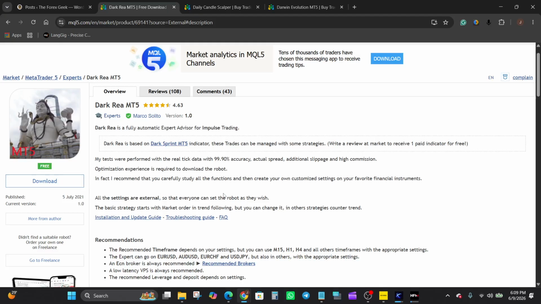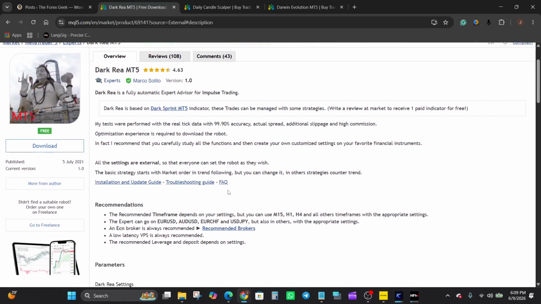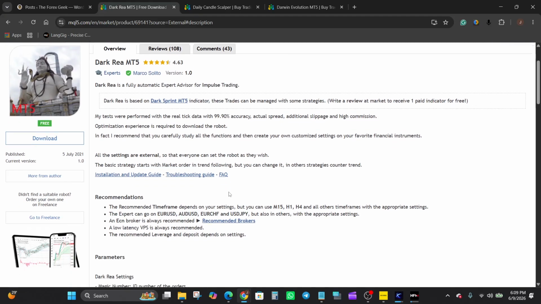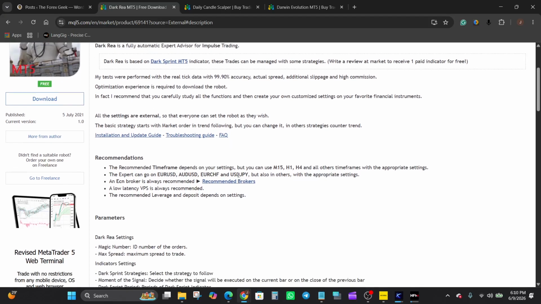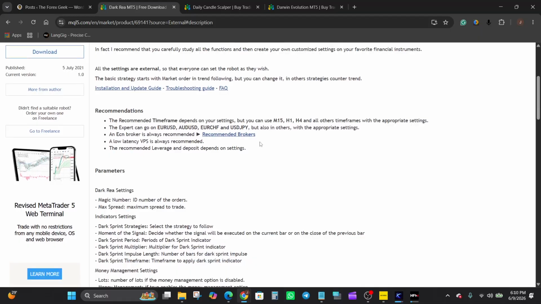All right, so the strategy options include a basic trend following approach using market orders, but also flexibility to switch into counter trend styles depending on how you configure it. So this is not a fixed strategy robot. It looks more like a configurable system where the settings really define how it behaves. Now, looking at the key parameters, everything is fully external, which means all the control is in the user's hands.